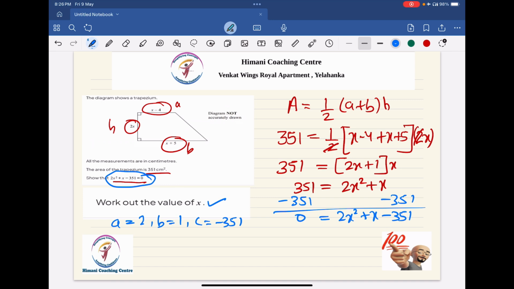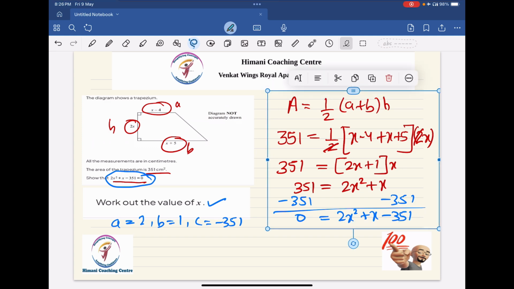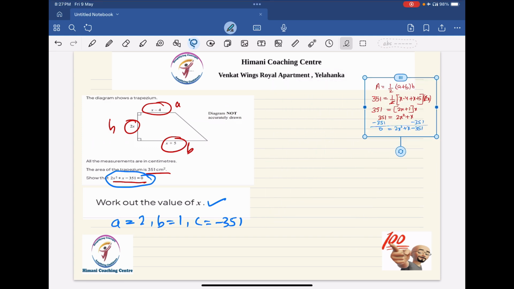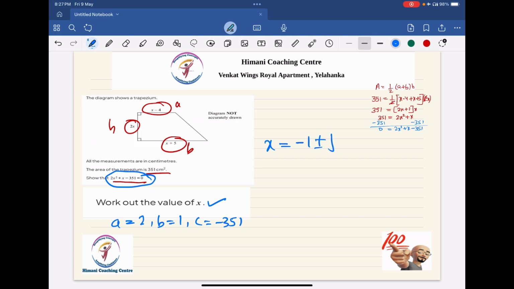Okay, so let me make space here first, and let us keep it aside for a while because we are already done. Now, we are saying that x would be equal to minus b, which is minus 1, plus minus root of b square, so 1 square, minus 4 times 2 times minus 351, divided by 2a, which is 2 into 2, okay, which would be 4.